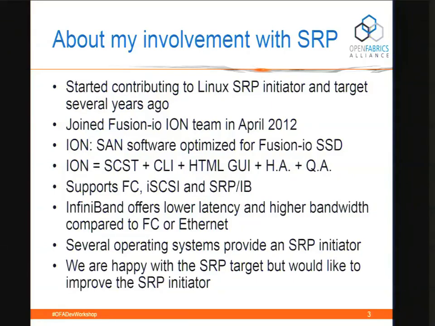So, why SRP over InfiniBand? As Bernard Metzler explained in his talk, for today's SSDs, the latency is so low and bandwidth so high that if you do not want to create a bottleneck with the storage network, you really need InfiniBand. The reason we chose SRP and not another protocol is that the Initiator drivers are available for several operating systems. And we are happy about the functionality and reliability of the SRP target, but we would like to improve the SRP Initiator further.